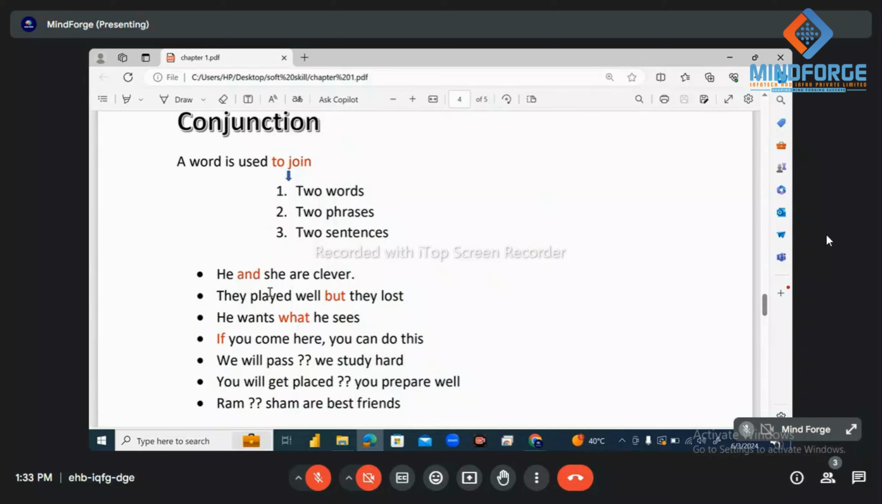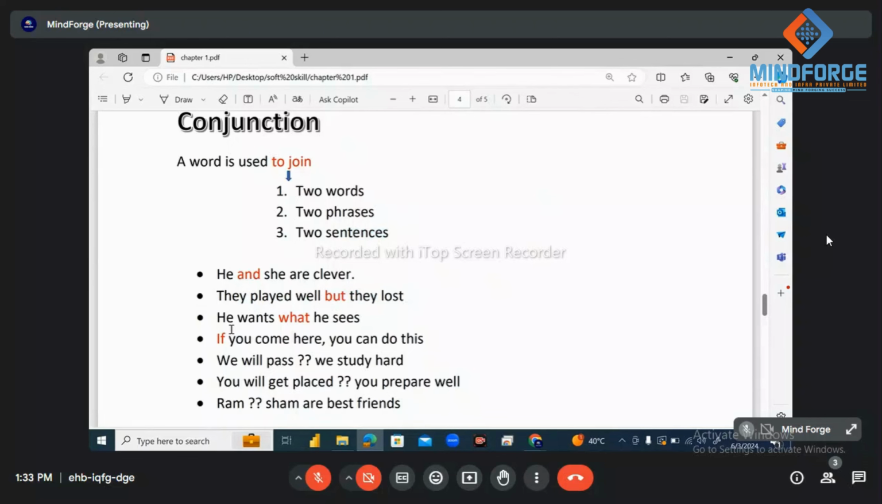Okay, now they played well but they lost. Now you can see, they played well. This is one complete sentence. And they lost. This is also a sentence. So we are using but to join two different sentences.